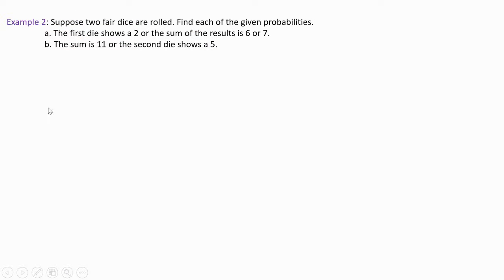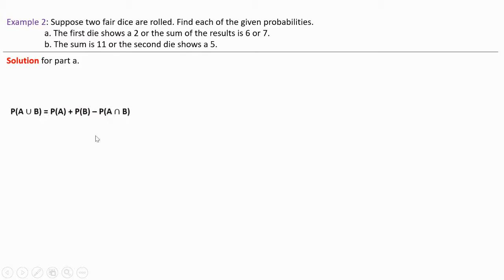Now example 2. Suppose two dice are rolled. Find each of the given probabilities. For part A, the first die shows a 2, or the sum of the result is 6 or 7. So remember, guys, this is a keyword here: or. Or means union. So for part A, again, we're looking for A or B. This is what they're looking for, the union.